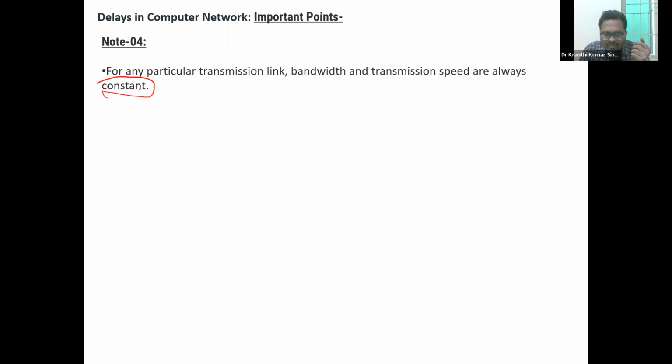Some students asked me, if it is optical fiber, it is constant. If it is coaxial cable, that capacity is also constant. If it is twisted pair, that capacity is also constant. This is because they are properties of the transmission medium, of course.